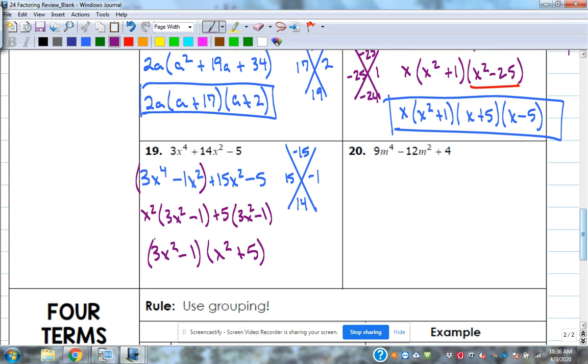Neither of those will factor any further because this is not a difference of squares because 3 is not a square number. This is not a difference of squares because 5 is not a square number. It's not a minus sign in the middle either. Okay, so that was factor as far as we go.